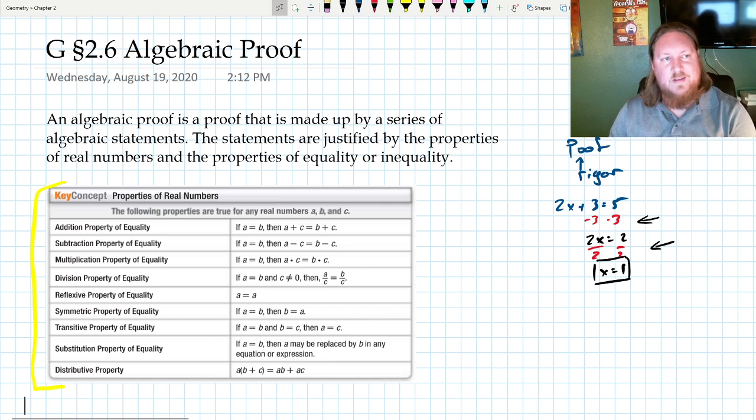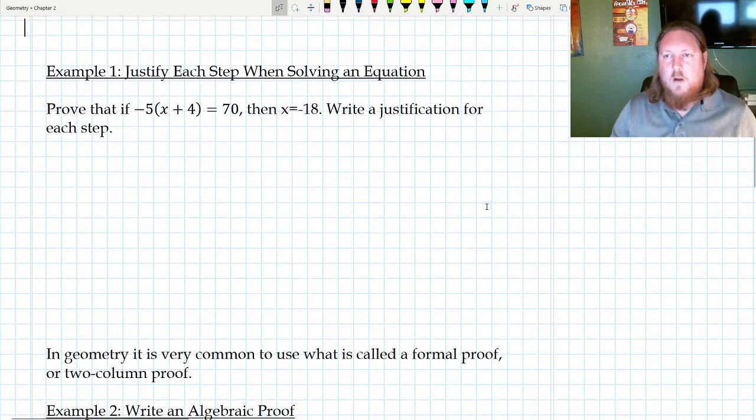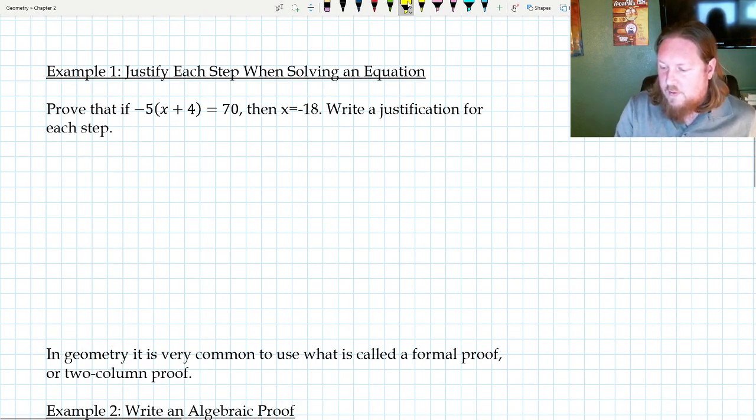And the reason why we practice this is it's something we're familiar with. We start getting used to using all these different properties, and then at the end of it, we'll feel more comfortable when we get into actually doing geometry-based proofs. So we're going to use all of these properties, so you should, in your book, mark this little page as something to reference. So we're going to justify each step when solving an equation. All right.